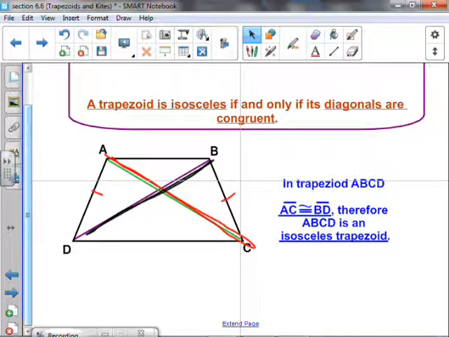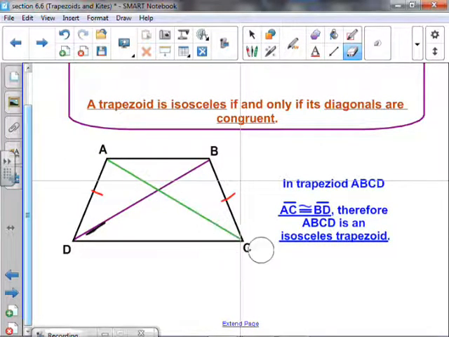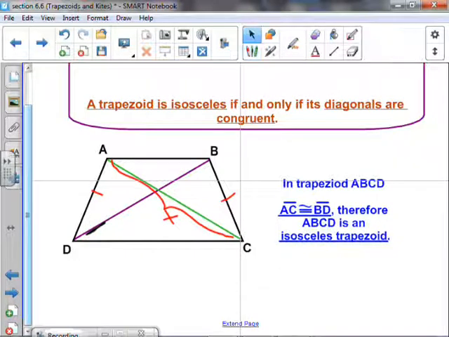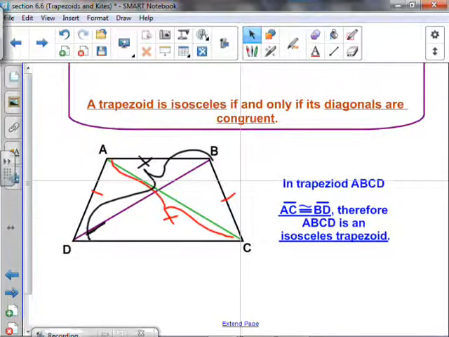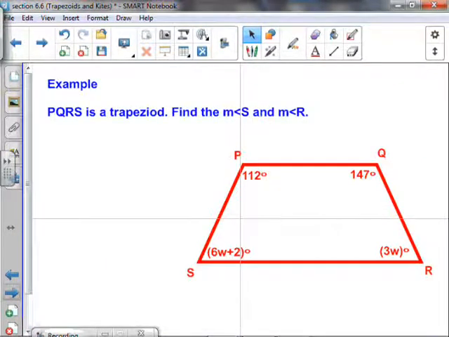And it occurs to me that nothing on the diagram actually told us that these were the same. So I'll go ahead and do that right now. Let's say that that's X. So we know that this must be X. Okay? Let's see what we can do with that. Okay, we've got this example here. PQRS is a trapezoid. Find the measure of angle S and the measure of angle R.